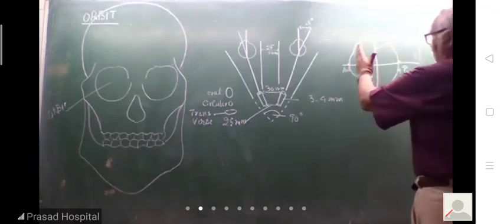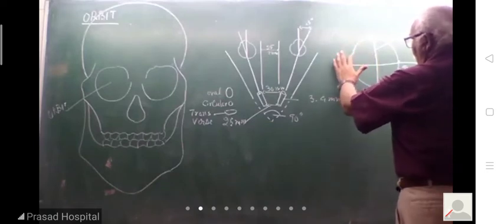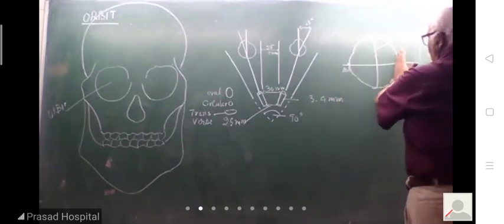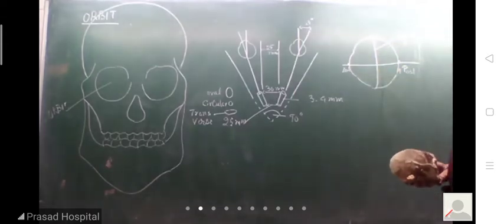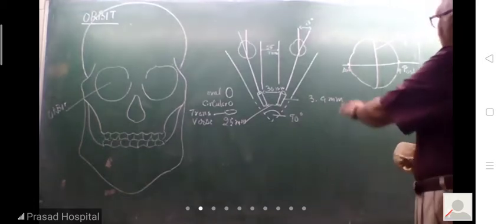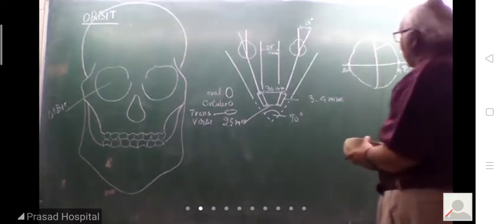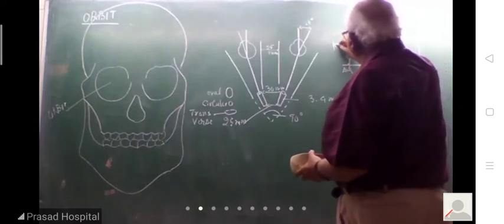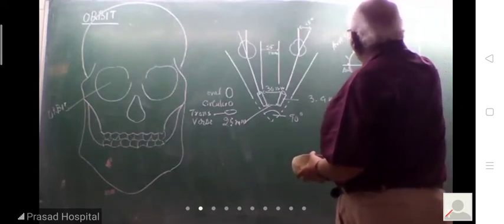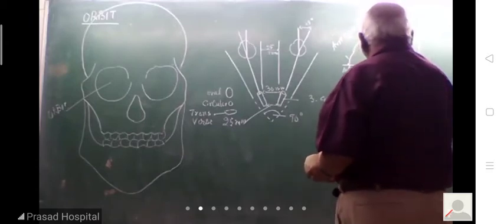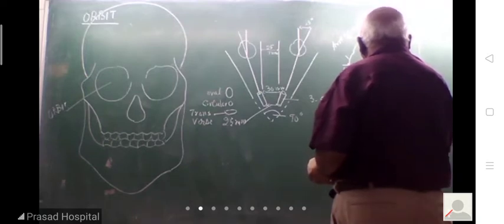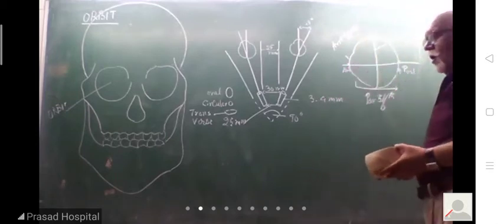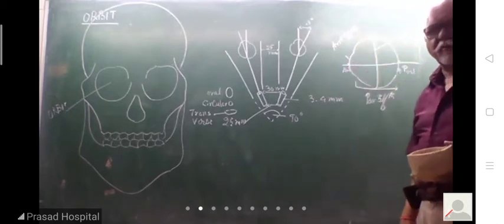The anterior 1/6 of the eyeball is formed by cornea. The posterior 5/6 is formed by sclera, or the white of the eyeball. The sclera is the white of the eyeball.